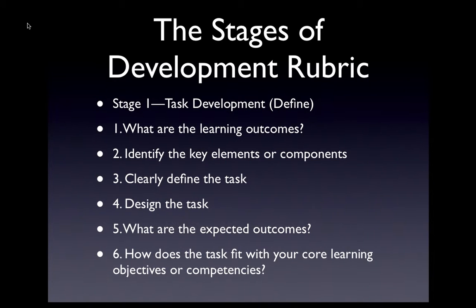What I found was there are 4 stages to developing a rubric. The first stage is task development. You have to address what the learning outcomes are, then identify the key elements or components. The third is to clearly define the task. Fourth, design the task. Fifth, what you are expecting it to be. And sixth, how does the task fit with your core learning objectives, so the Common Core standards.